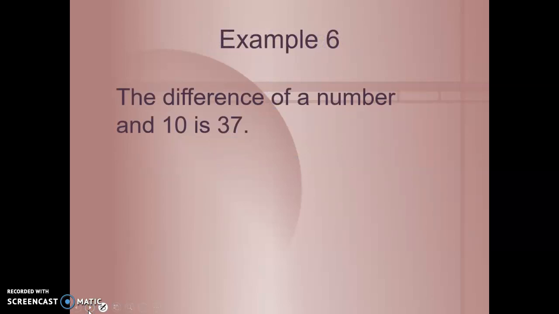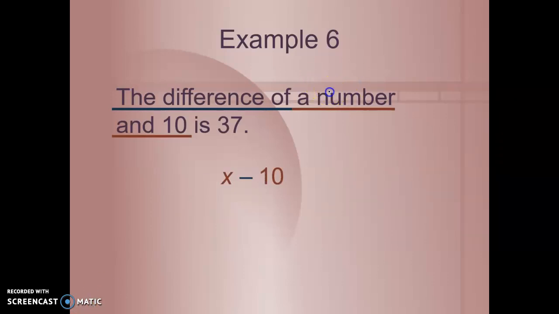Let's practice writing some expressions. The difference of a number and 10 is 37. How would we write that? The difference of means subtraction, a number, and 10. We're going to use n for number, or x for number. I like to use whatever I'm trying to find. If it's a number, I like to use n. Is means equals, and 37. There we go. x minus 10 equals 37.